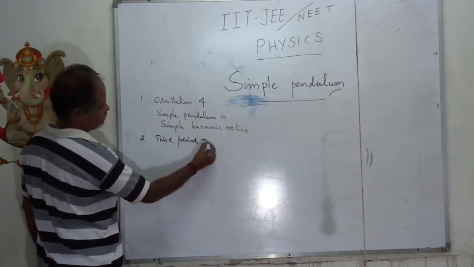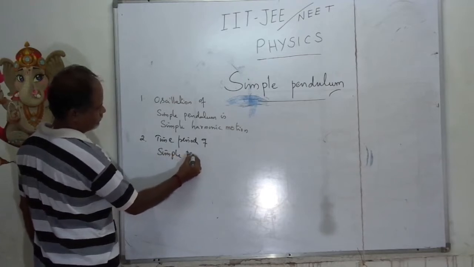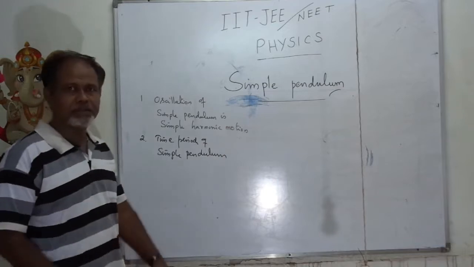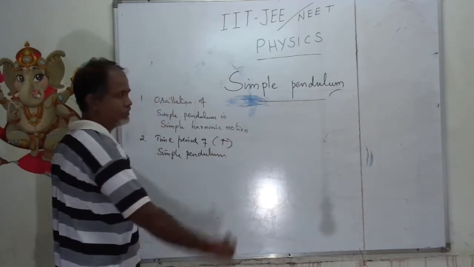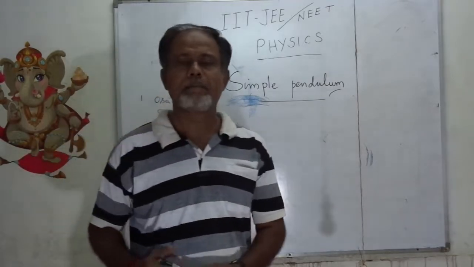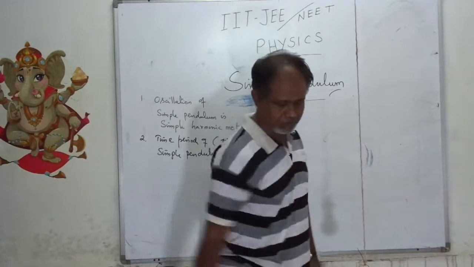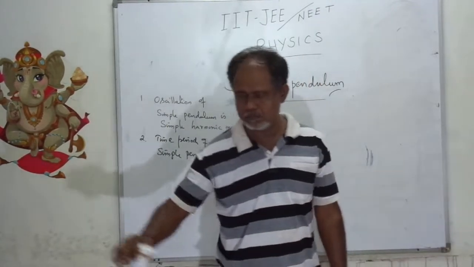Time period of a simple pendulum. Time period, that is T. What's the time period? Time taken to complete one full oscillation. Let us consider this as a simple pendulum. It oscillates like this.